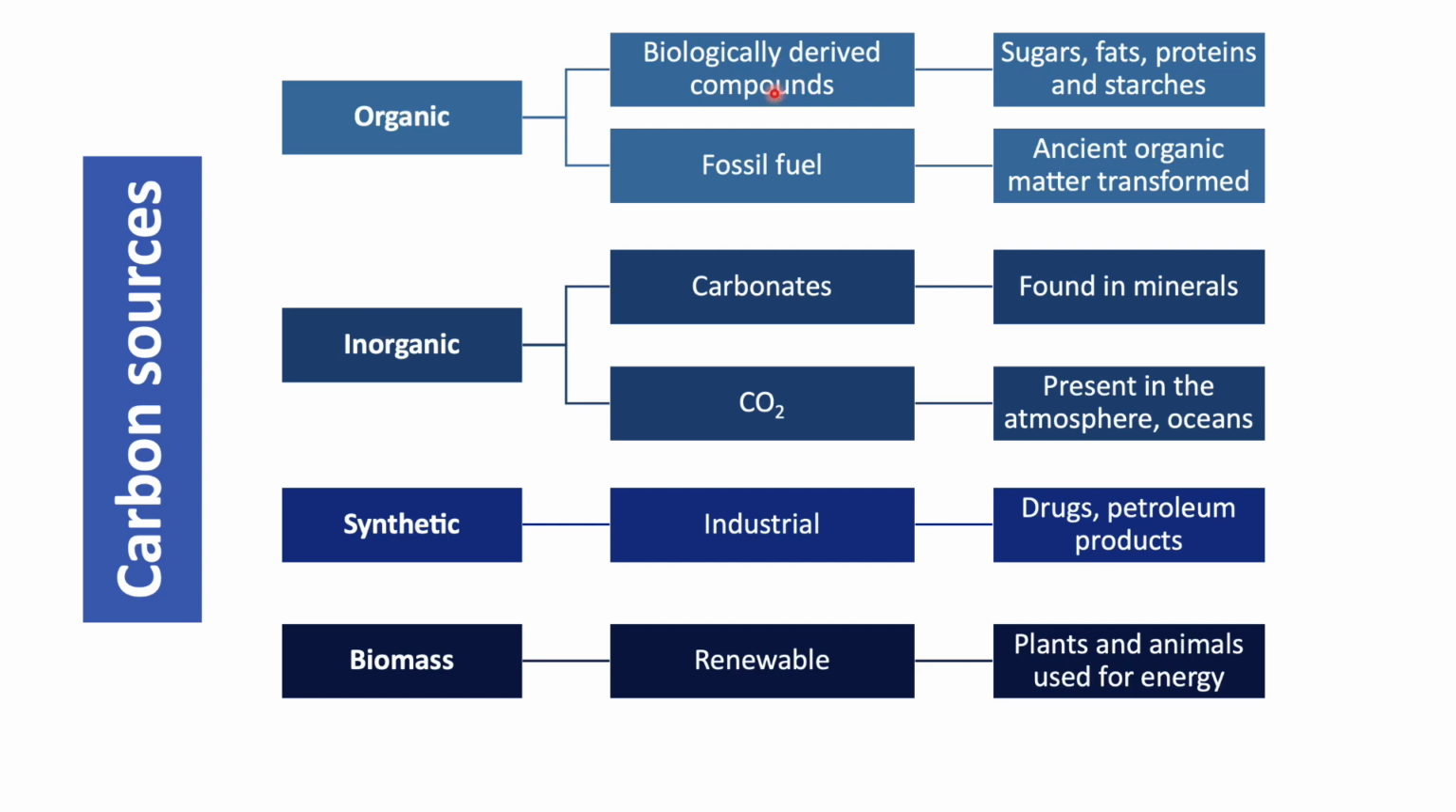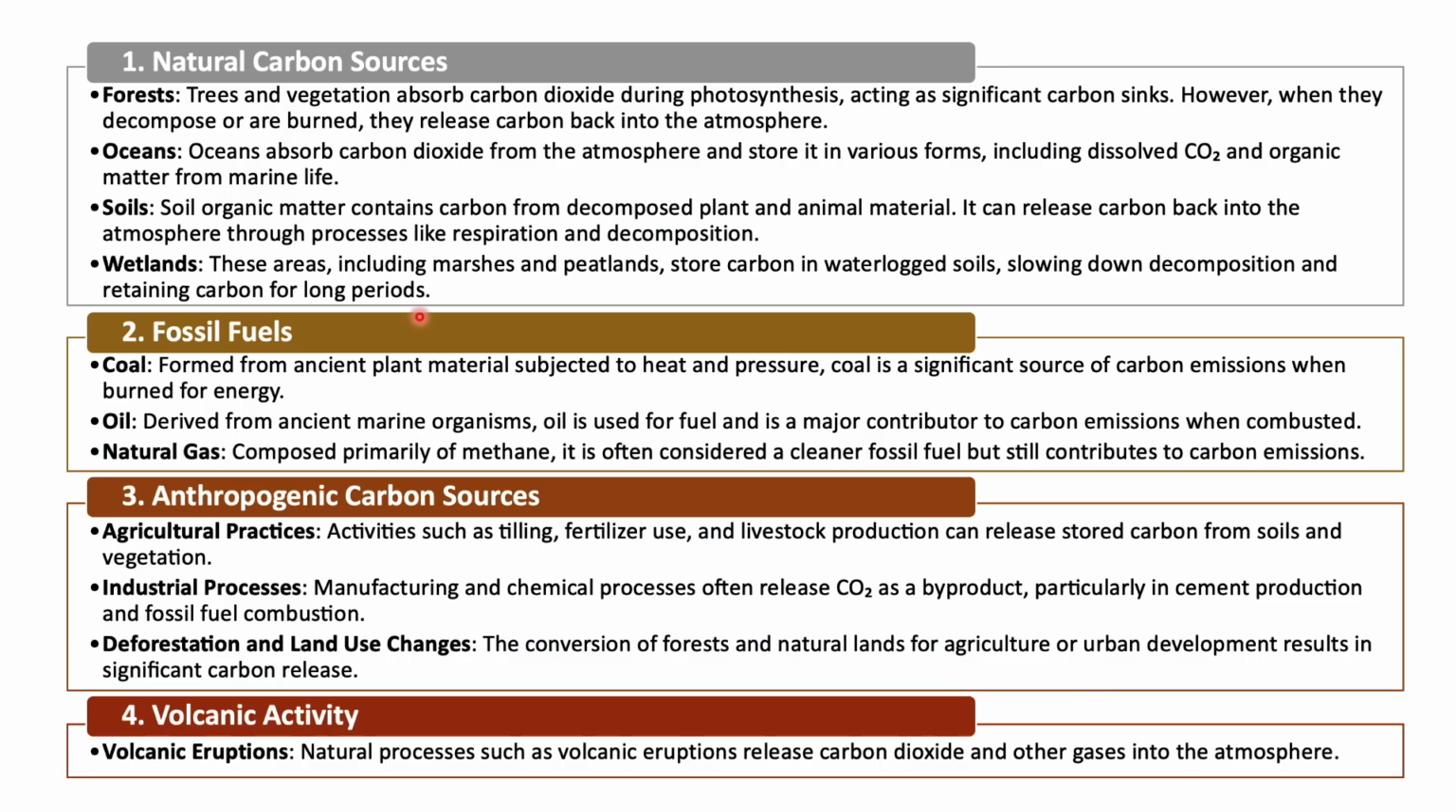Organic includes biologically derived compounds and fossil fuels. Inorganic includes carbonates and carbon dioxide. Synthetic includes industrial compounds which are produced by industries, mainly drugs, petroleum products, etc. Biomass includes renewable energies, that is, plants and animals use it for energy. So these are all the different sources of carbon, and we also have different categories.